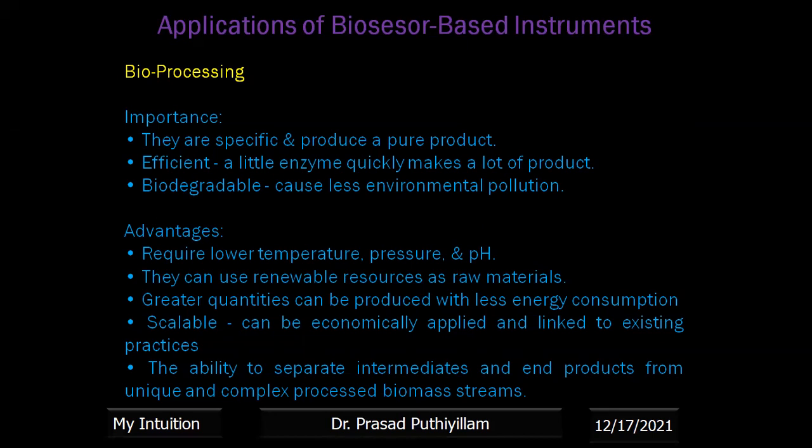Therefore, the advantages of bioprocessing are that it requires very low temperature, low pressure, and low pH. They can use renewable resources as raw material. Large amounts of products can be obtained with very little energy consumption, and the process can be scaled and possesses economic viability. It is even possible to separate the intermediates and end product from the biomass stream.